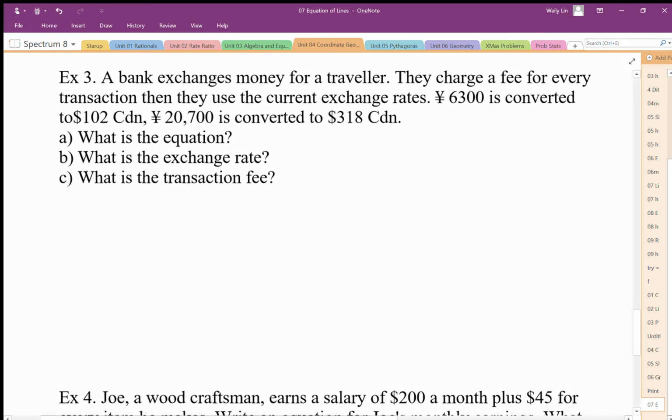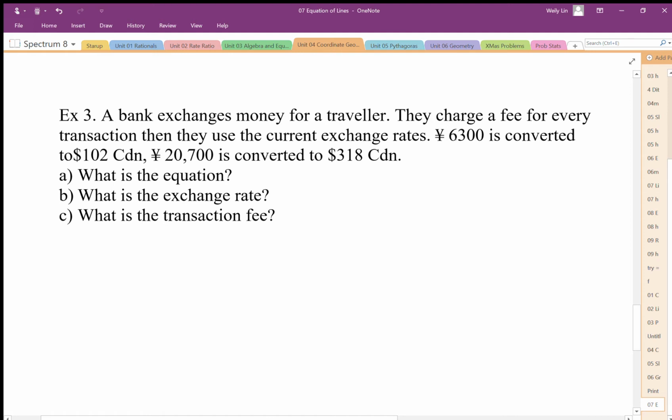So here we need to figure out the slope or the rate. The rate that we want is, it looks like here we're converting yen into Canadian. So let's make the Canadian the dependent variable and yen the independent variable. And the rate is going to be Canadian dollars for every yen. Okay, so the change in Y is going to be the change in the Canadian dollars. So 318 minus 102, so a $216 increase.